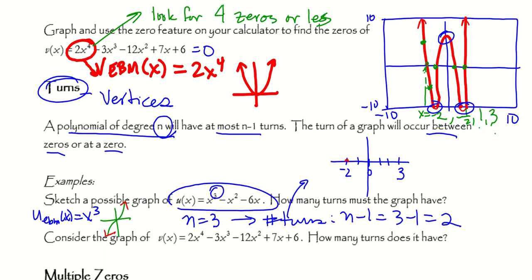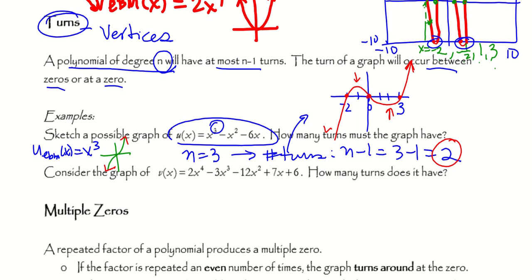So let's put things together. X-intercepts, -2, 0, 3. We know it's going to end up going down on the left, up on the right, and it has to have at most 2 turns. So if I start down, I don't have to start where I put this arrow, but if I start low, come through this x-intercept, turn, and then come through this x-intercept, I end up high. So I have turn number 1, turn number 2, and I have a pretty good sketch of my graph without having to do very much work. So let's do another one.